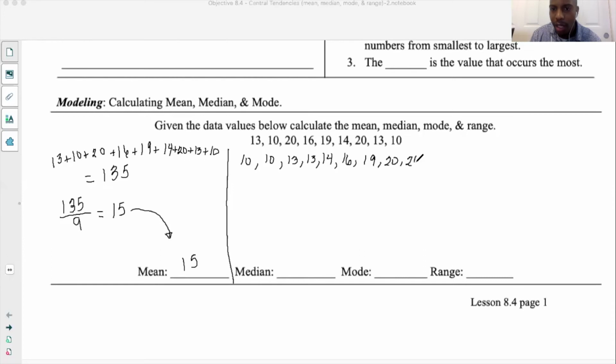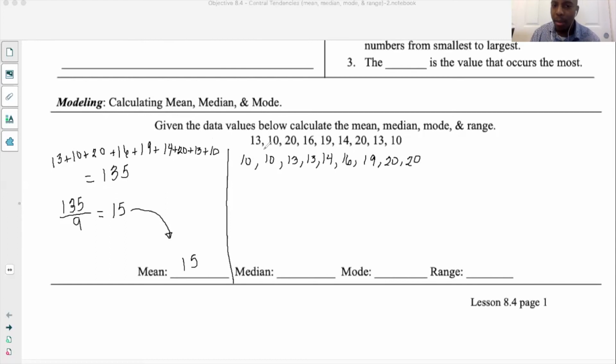Now, how can I double check to make sure I wrote all the numbers? I'll count to make sure there's a total of 9. 1, 2, 3, 4, 5, 6, 7, 8, 9. Perfect. There are 9 numbers here. That means that I did write them. Now, they're from smallest to largest. What does that mean? I can tell you that the minimum of this data is 10. I can tell you that the max of this data is 20, right?